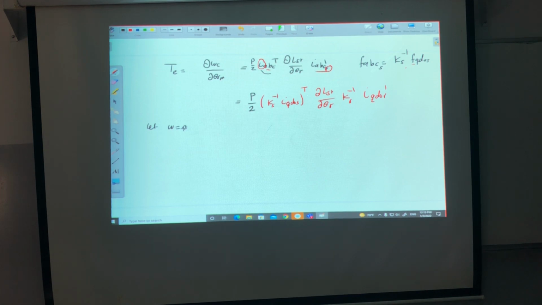Okay. So if omega equals 0, what will I have? In the stator circuit, do I have omega?